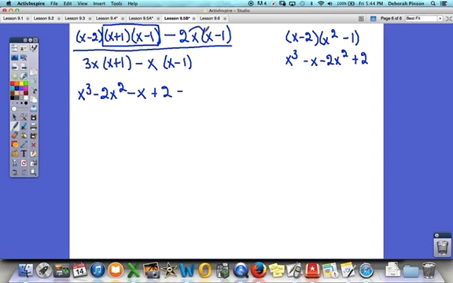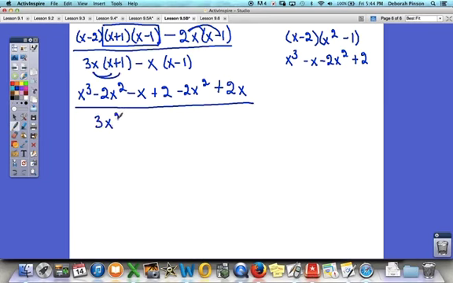Now let me distribute out here. So I'll have minus 2x squared plus, 2 negatives make a positive, 2x. Okay, and I think I can combine some like terms there. But let me go ahead and finish in the bottom. I'll distribute here. So I'll have 3x squared plus 3x, and distribute here. So minus x squared plus, 2 negatives make a positive, x. Okay, the top's going to be the messiest part, so let me do that first.